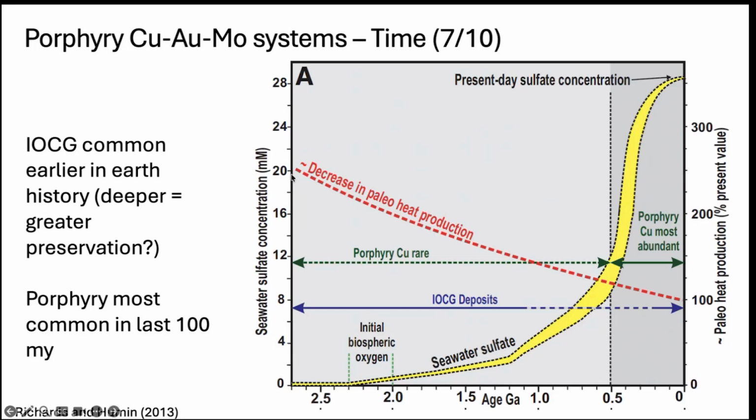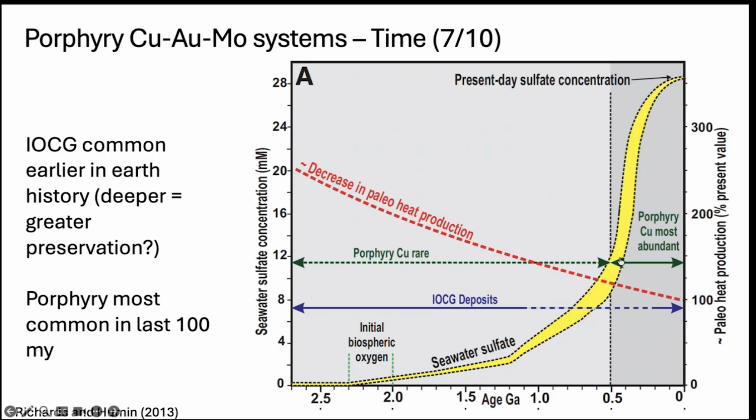The red line here represents the decrease in paleo heat production in the mantle. And then the two horizontal bars: the blue one represents where IOCG deposits are most typical, and then porphyry coppers are most typical in the Phanerozoic. So it's an interesting diagram.